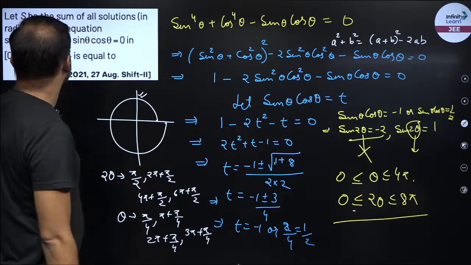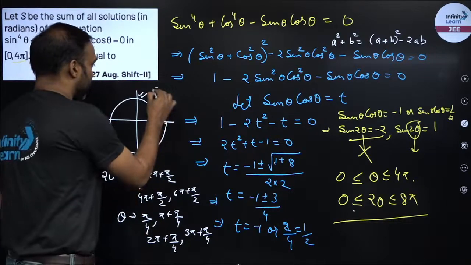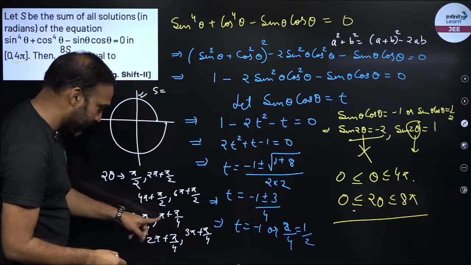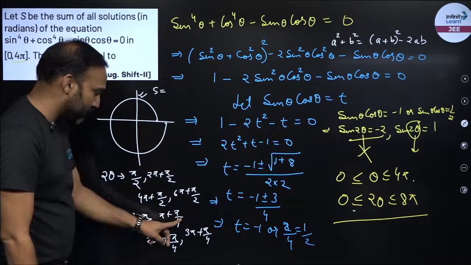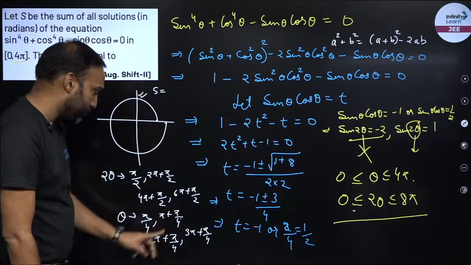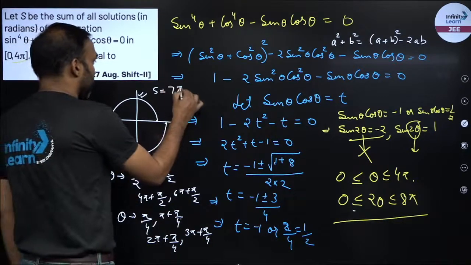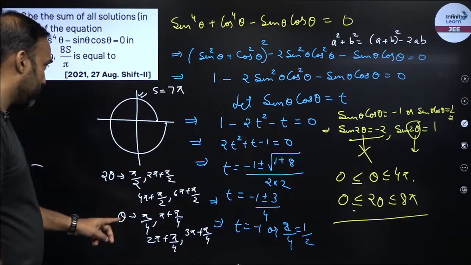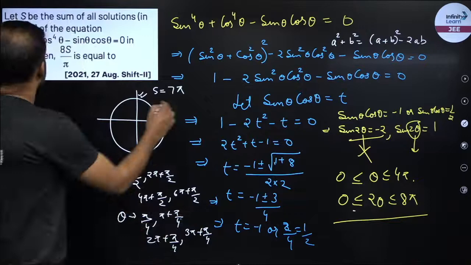I have to find out the sum. Sum is known as S, right? So let us find out the sum. If I add 2 pi, 3 pi and pi, that is 6 pi. Pi by 4 plus pi by 4 is pi by 2, and pi by 4 plus pi by 4 is pi by 2. So this is one more pi. So this becomes 7 pi. So S is 7 pi.